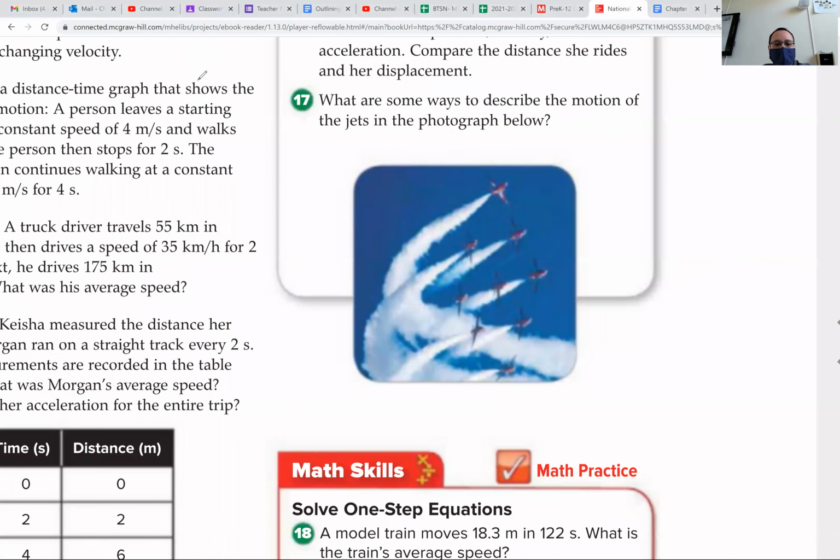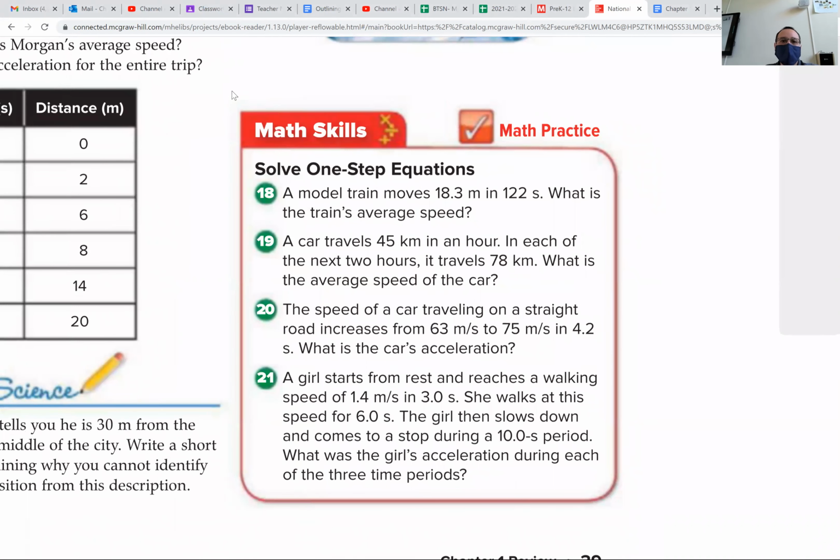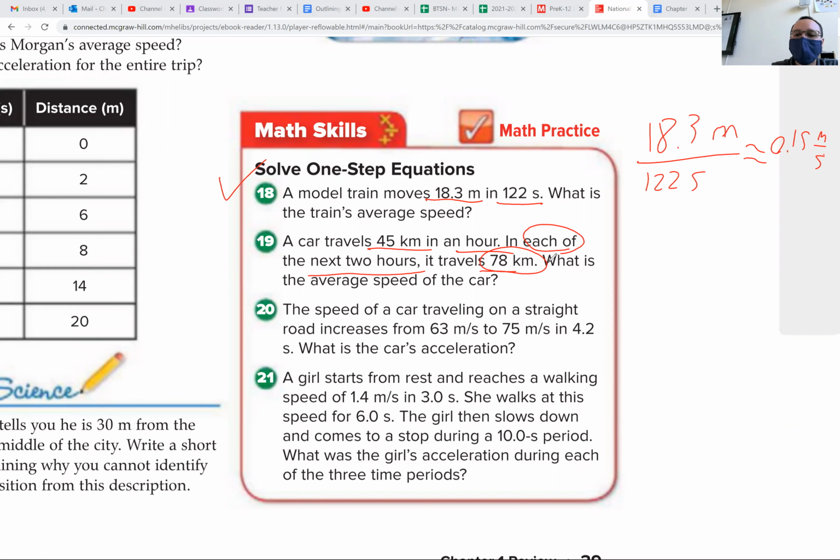We're almost done. So 18, 19, and 20, these are pretty quick. We're gonna knock these out really quickly here, okay? So a model train moves 18 meters in 122 seconds. What's the train's average speed? You just got 18 meters over 122 seconds. That's approximately 0.15 meters per second. Then that's done. A car travels 45 kilometers in an hour, and in the next 2 hours, it goes 78 kilometers for each hour. Okay, what's the average speed?